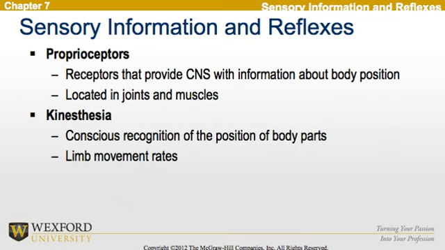Now looking at sensory information and reflexes. We have proprioceptors, which are receptors that provide the central nervous system with information about the body's position. These are located in joints and in muscles. We also can talk about kinesthesia, which is a conscious recognition of the position of body parts, and is also involved in limb movement rates.